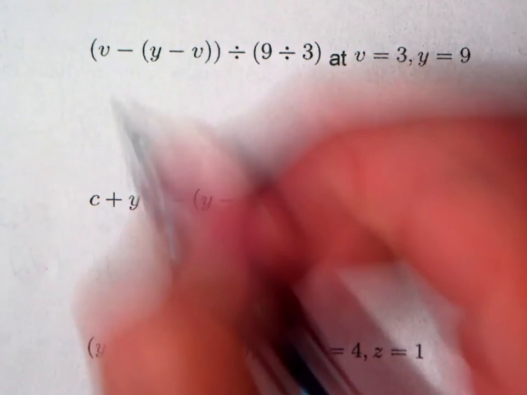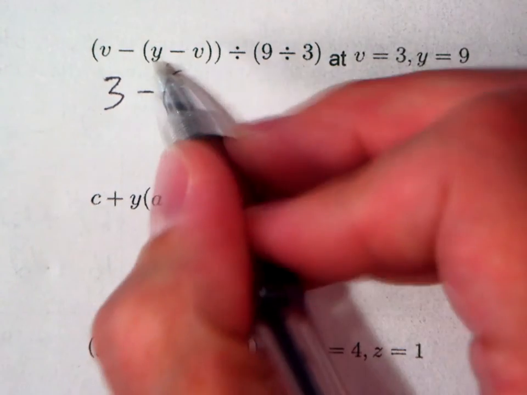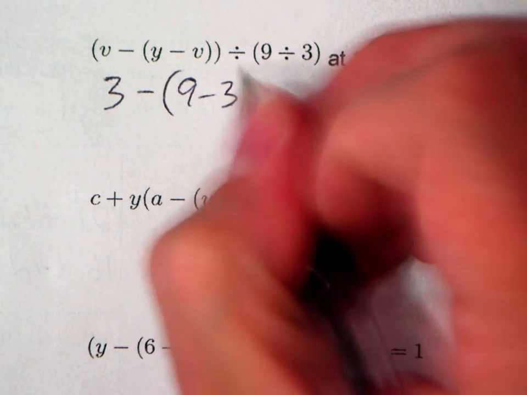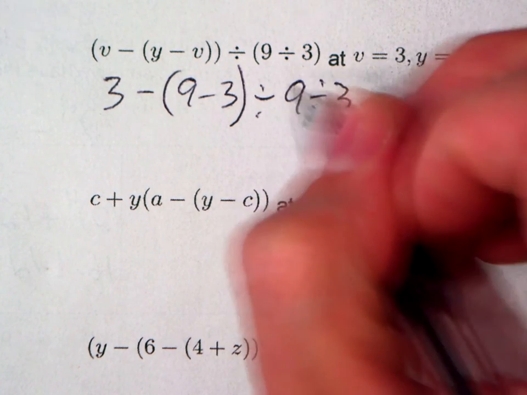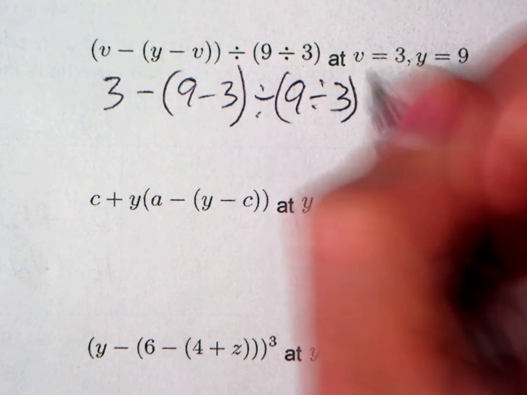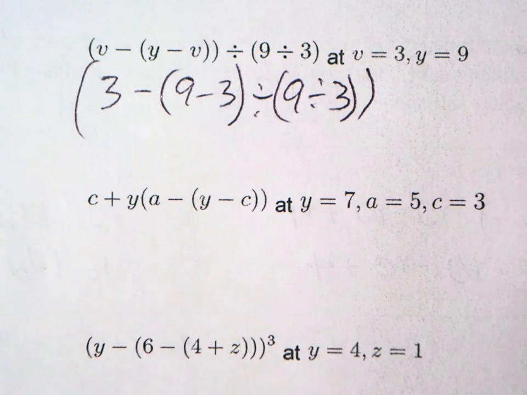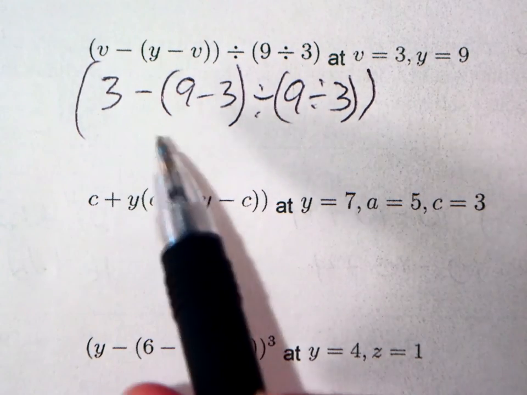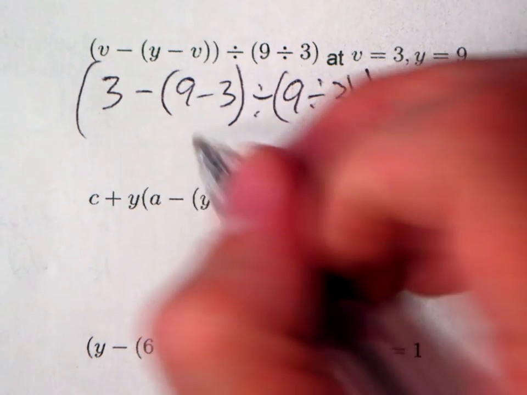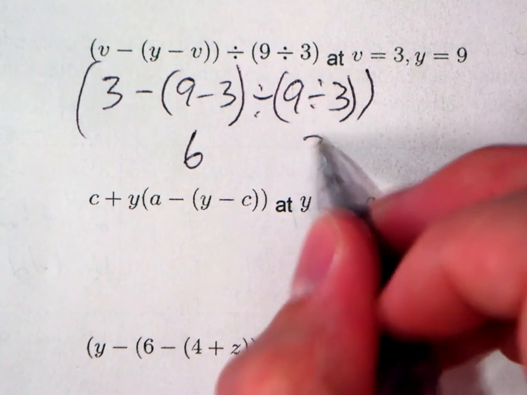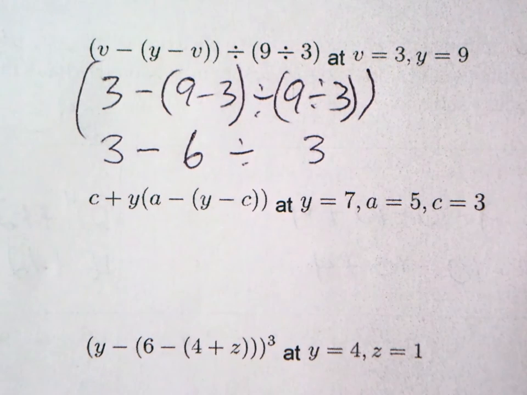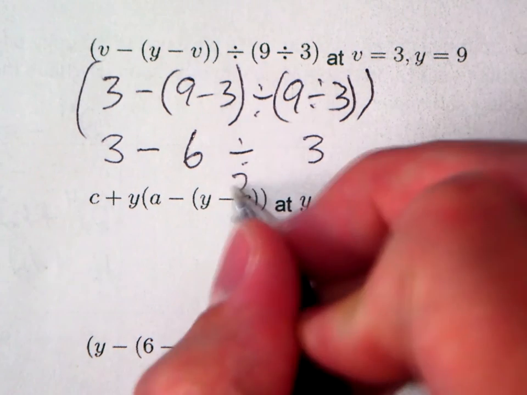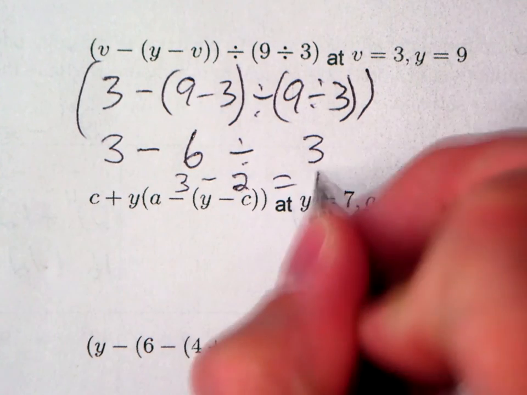So here we have 3 minus 9 minus 3 divided by 9 divided by 3, and we're missing a parenthesis there. Inner layers, 9 minus 3 gives us 6. 9 divided by 3 gives us 3. So then we are left with 3 minus 6 divided by 3. First thing we do is the division. 6 divided by 3 is 2. 3 minus 2 is equal to 1.